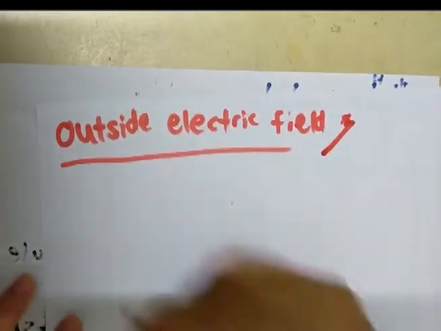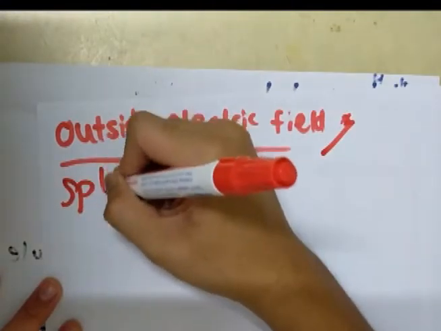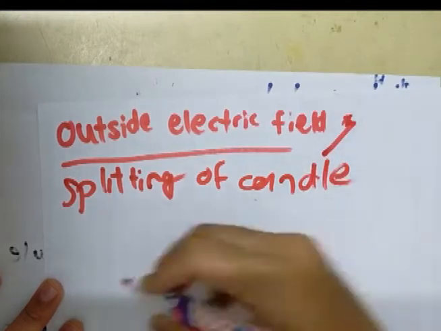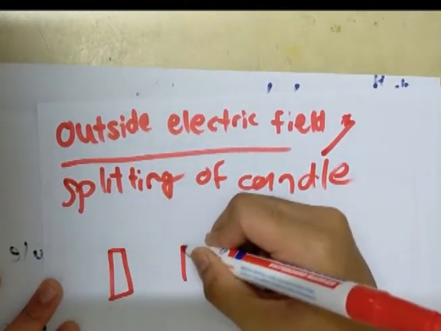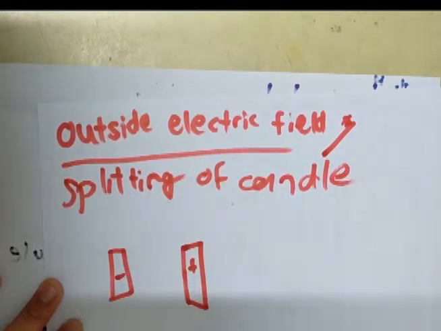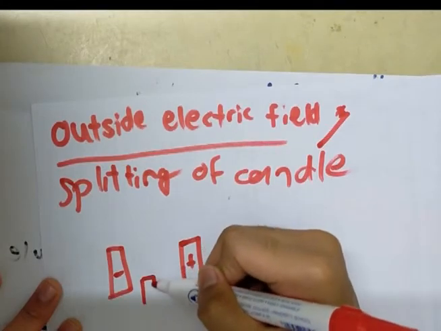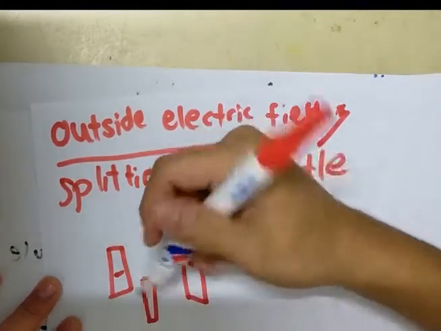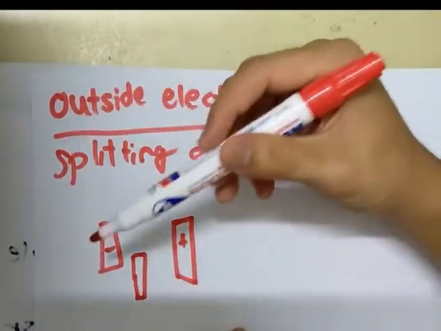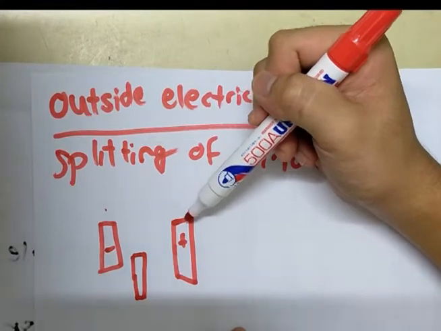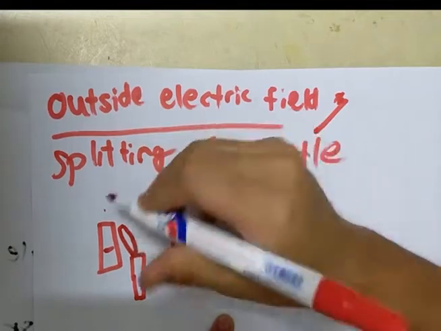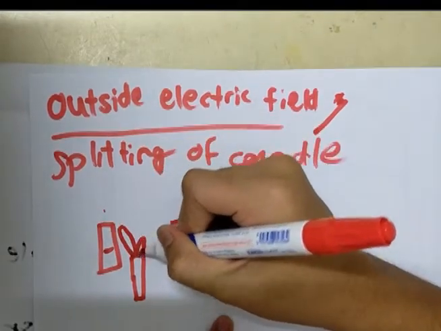The next thing you have to know is the reason behind the splitting of the candle flame. So there's two bars. One is positive, one is negative. Here I have a candle. If you put a candle in between one negatively charged bar and one positively charged bar, the flame of your candle will split. I think you have done this experiment before.